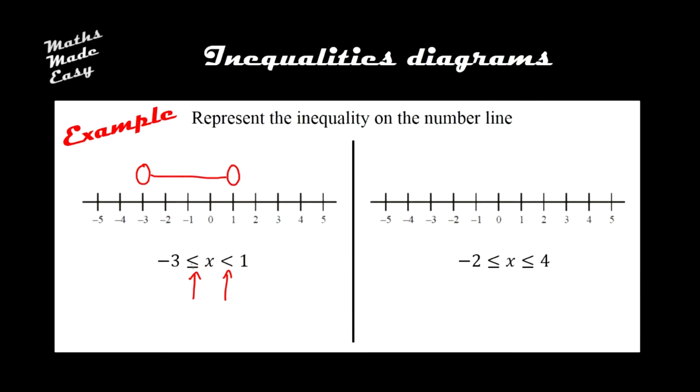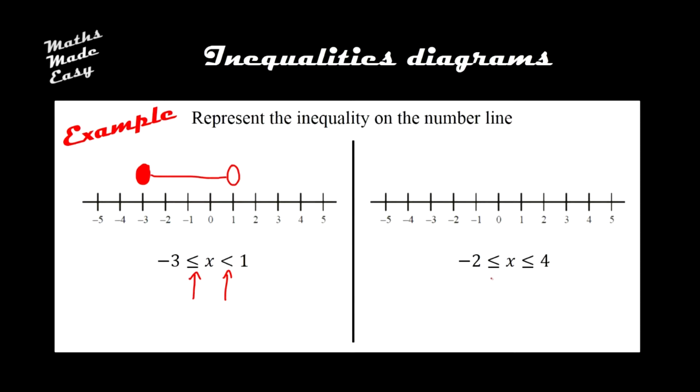But as we said when we spoke about this sign, we can be equal to -3 because it's less than or equal to. And since we can be equal to, we're going to shade in that circle. However, the other circle we cannot be equal to. We cannot be equal to 1. We can be any number up to 1. And to represent that, we leave this circle open.